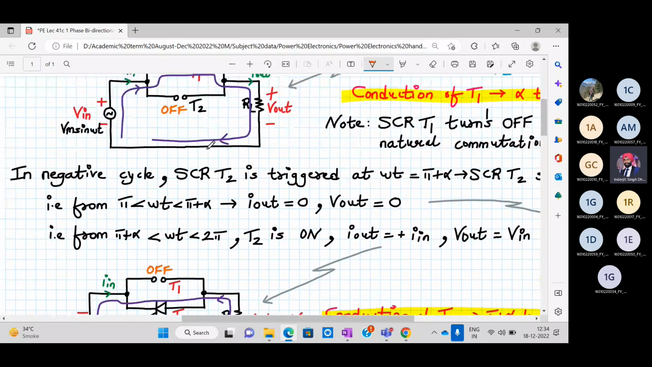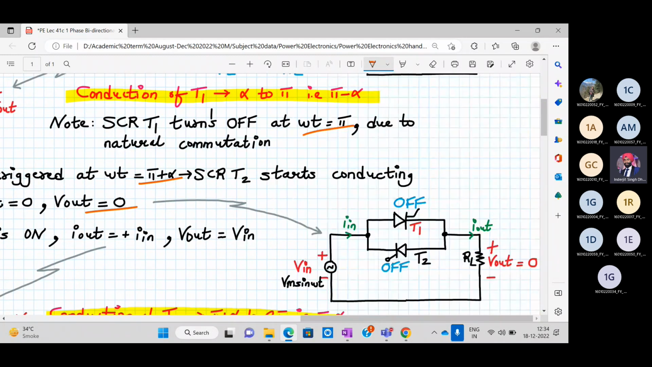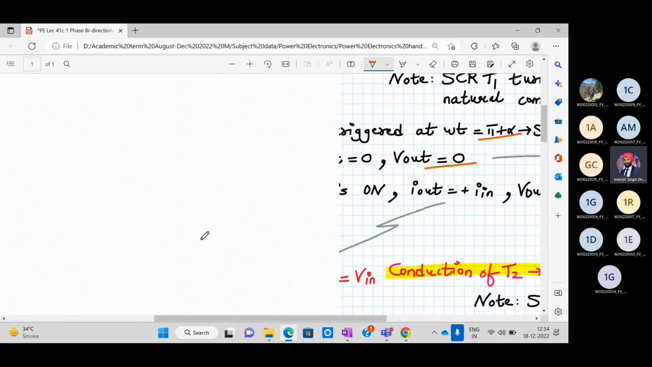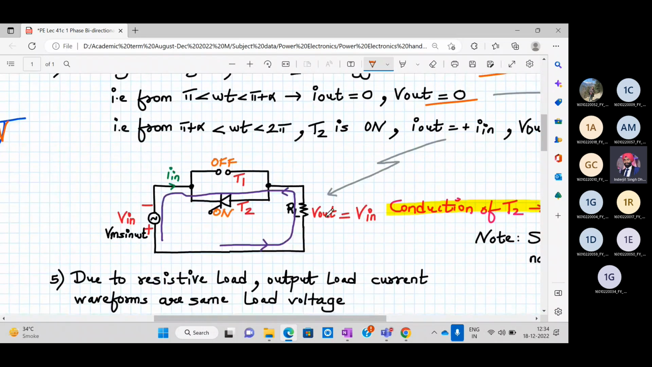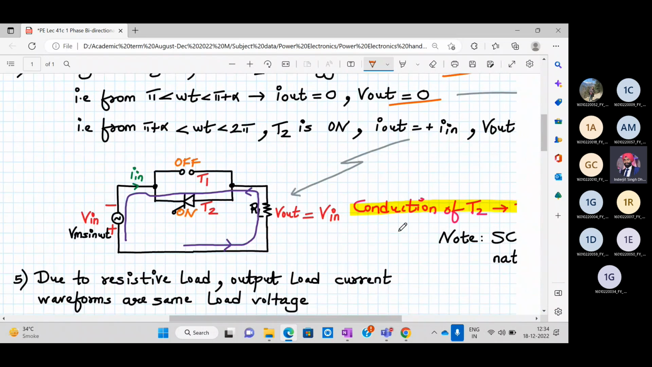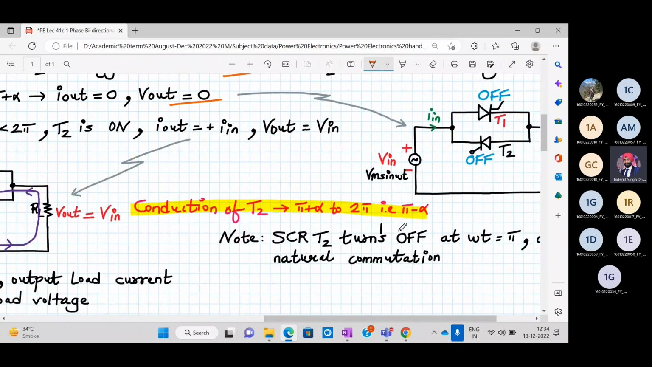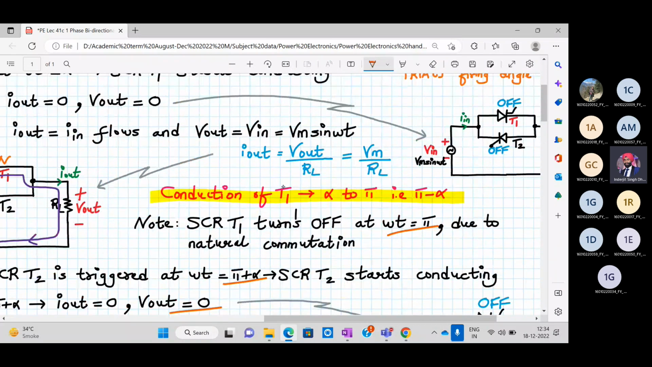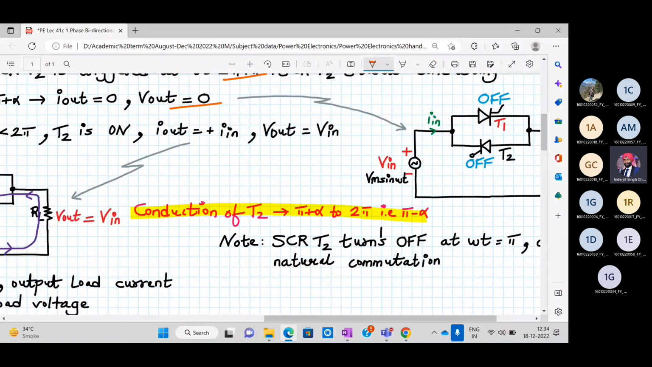Then again, in the negative half cycle, T2 is triggered on at pi plus alpha. So from pi to pi plus alpha, none of the SCRs are on, so output will be zero. And again, when T2 turns on, your output will be equal to Vin in the negative half cycle. So the conduction period of the T1 thyristor is alpha to pi. That means the total conduction period is pi minus alpha. And the conduction period for SCR T2 is pi plus alpha to 2 pi, that is again pi minus alpha.